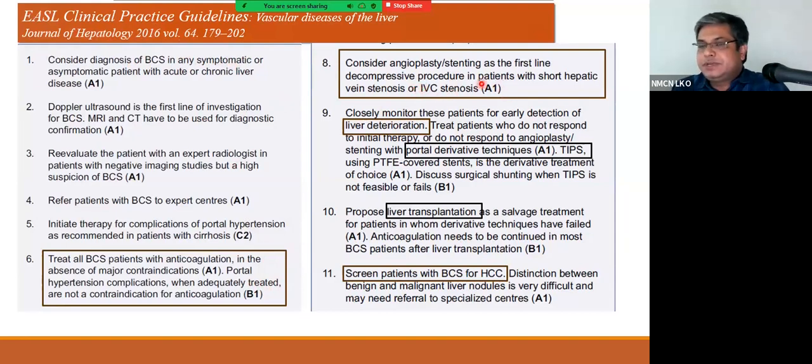And if the patient deteriorates or is not managed with angioplasty or stenting, they should go for portal derivative procedures in the form of TIPS and DIPS. Even if the patient fails on TIPS or DIPS, then the patient should go for liver transplantation as the salvage option. However, patients who present with a fulminant course should go straight for liver transplantation. These patients should also be followed up and screened for development of HCC.